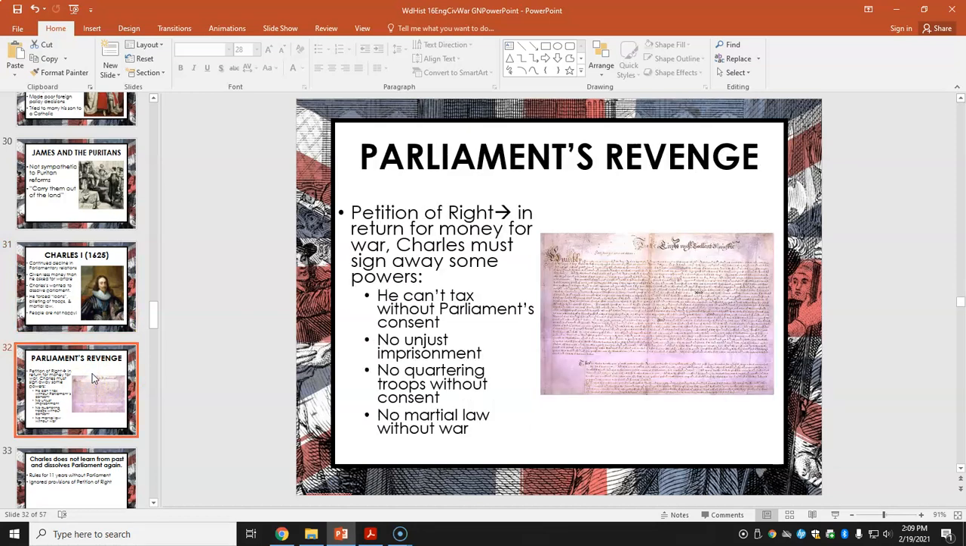So Parliament, they seek revenge. They form or write the Petition of Right. In return for money for war, Charles must sign away some powers. So this is something that leads up to the English Bill of Rights. One of the things that they include in the Petition of Right, they say that he cannot tax without Parliament's consent. So he cannot just throw out these crazy taxes on the people of England unless he has gone through Parliament first. Another thing that the Petition of Right mentions is no unjust imprisonment.